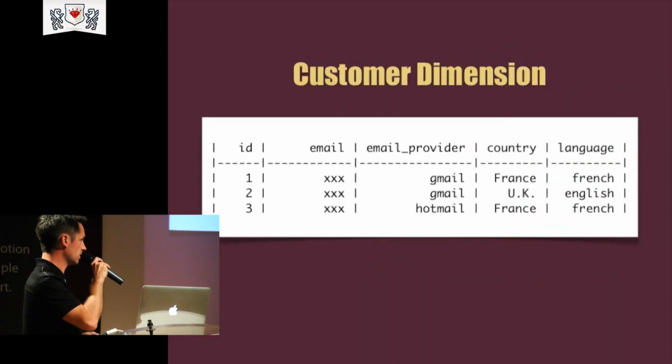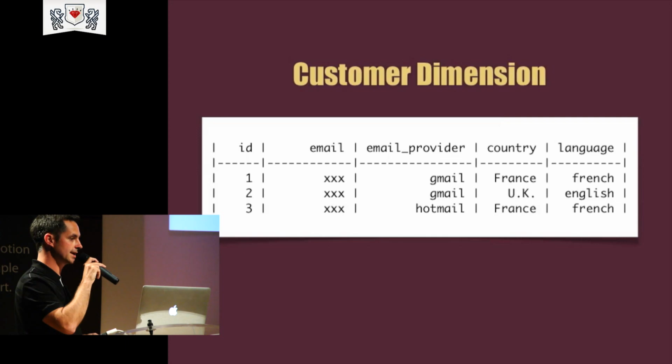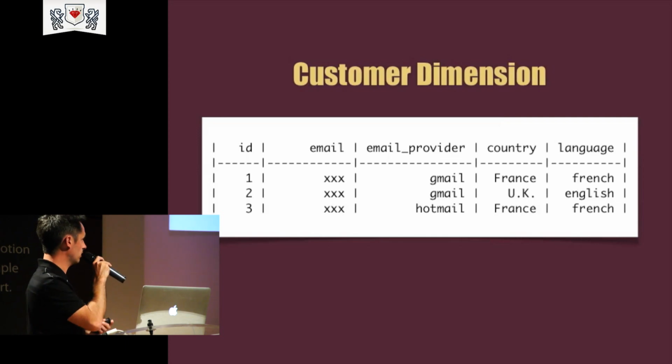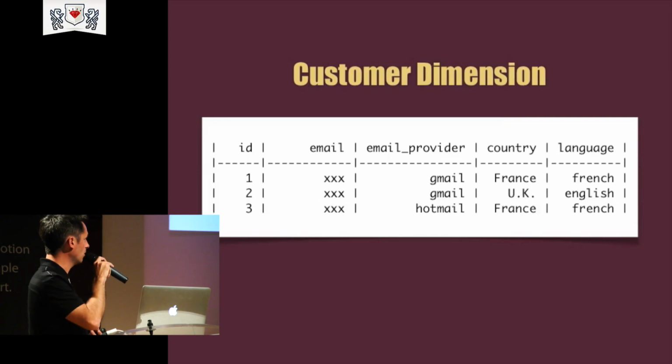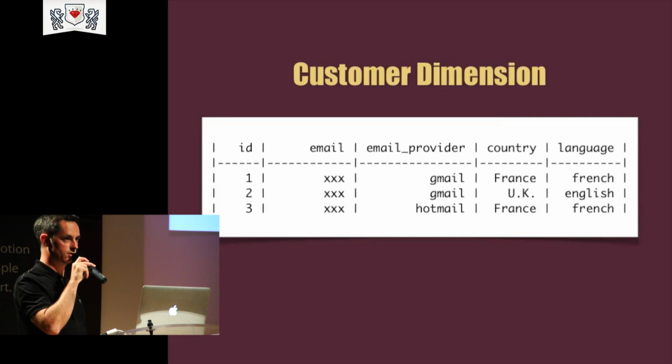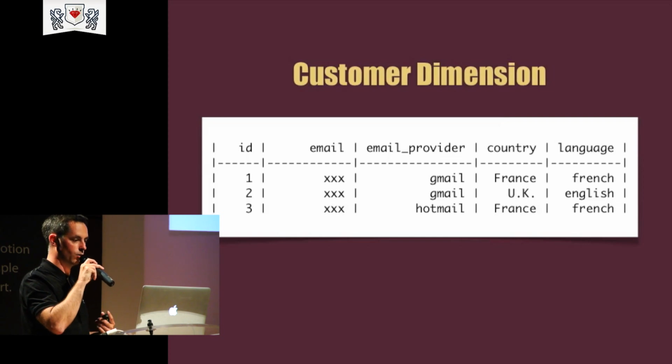Another example with a customer dimension, say you want to drill down a bit, or you want to slice the purchase by language or by country. If you do that in the production database, you're going to add unnecessary fields and overload the database for nothing, while you can use a different server with a specialized schema for those questions. This way you don't interfere with production.